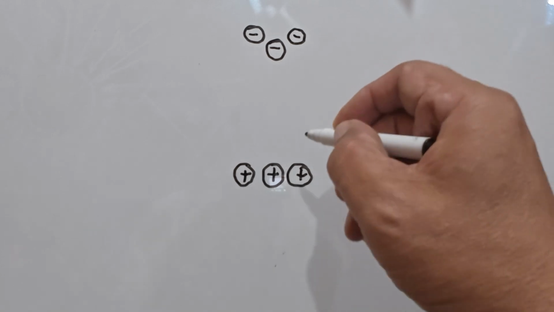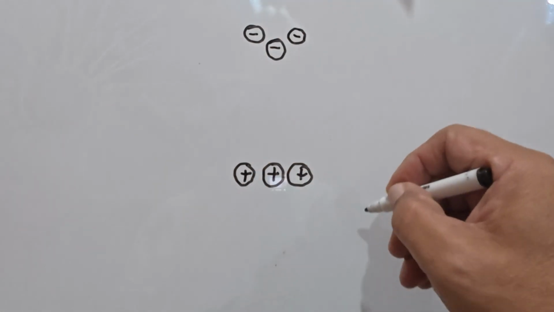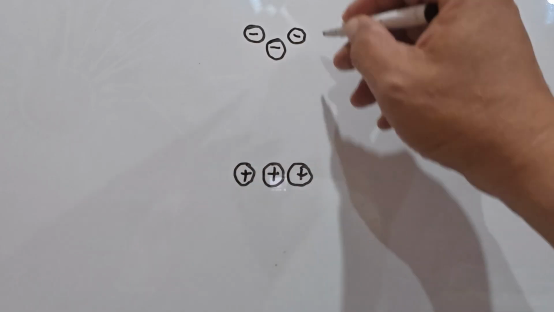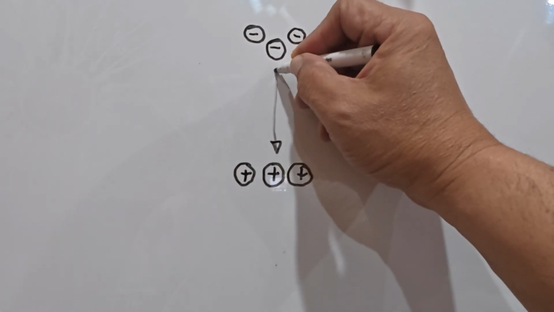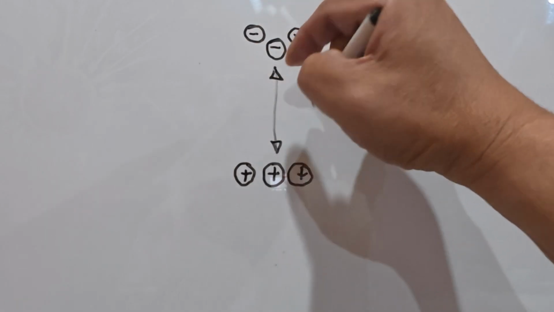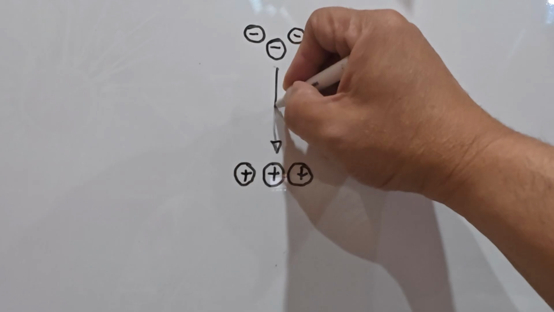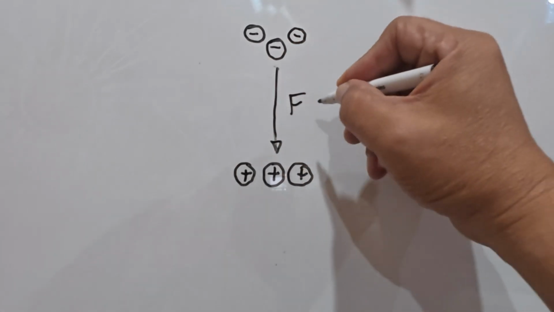If you recall, in electrostatics, we have these isolated charges in space, and because they're stationary in space, there's a force between them. In this case, there's an attractive force that attracts these negative charges to the positive charges, and that force is the electrostatic force.